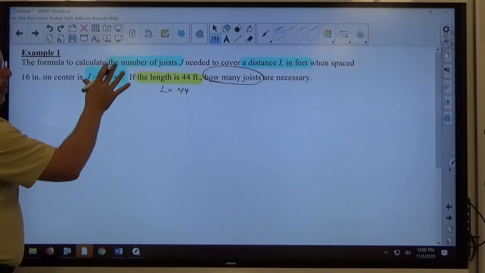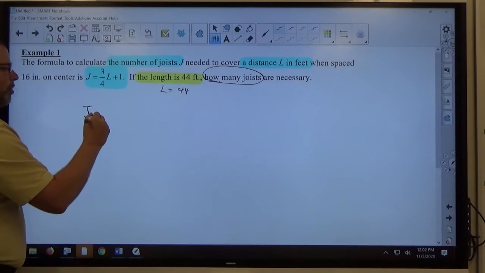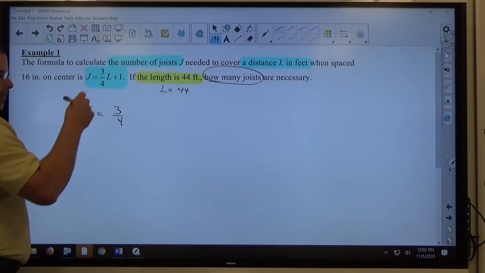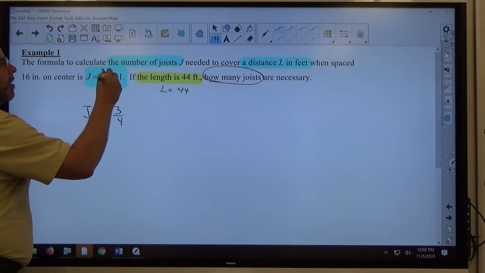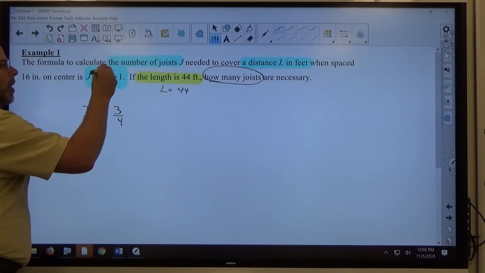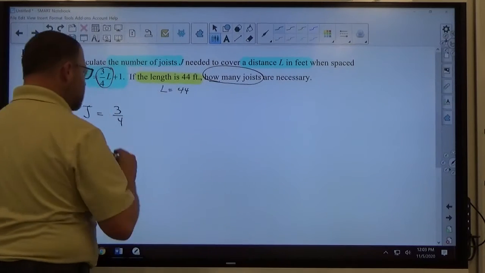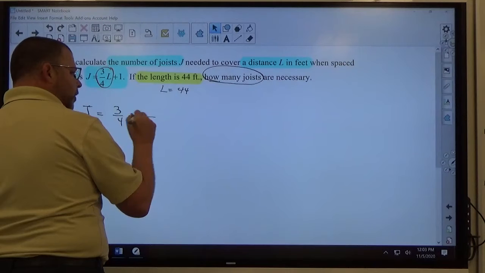So I'm going to take this equation, replace L with 44, and then try to find J. So J, which I don't know yet, equals 3/4 L. One thing about algebra that you may or may not remember from algebra class: when you have a number attached to a letter like this, that's a multiplication happening. They won't typically have a multiplication symbol on that expression. So 3/4 L means 3/4 times L.